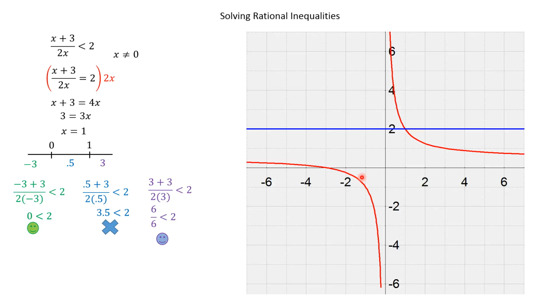Anyway, if we wanted to look at a graph and see what was happening, which is another good method of looking at this, here's our graph. We have x plus 3 over 2x is the red one, and 2 is the blue one. We want to know when is the red one less than the blue one. It's less over here, which is from -infinity up until 0, which is that vertical asymptote. And then it's bigger from the vertical asymptote to 1, and then it's less again from 1 to infinity. So again, we can see that it works when x is less than 0 and x is greater than 1.